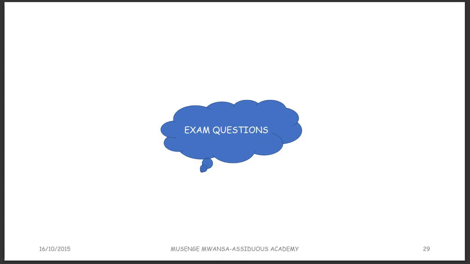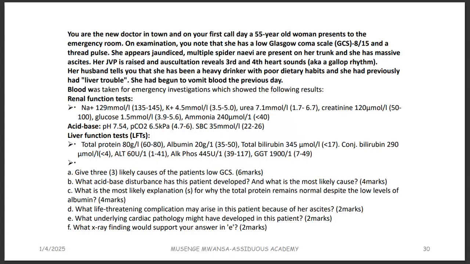Exam questions on cardiomyopathy. First question here. You are the new doctor in town, and on your first call day, a 55-year-old woman presents to the emergency room. On examination, you note that she has a low Glasgow Coma Scale, which is 8 out of 15, and a thready pulse. She appears jaundiced, multiple spider naevi are present on her trunk, and she has massive ascites. Her jugular venous pressure is raised, and auscultation reveals third and fourth heart sounds.